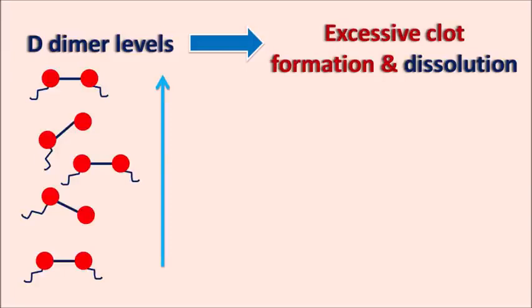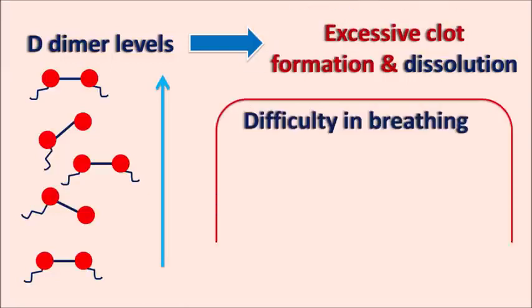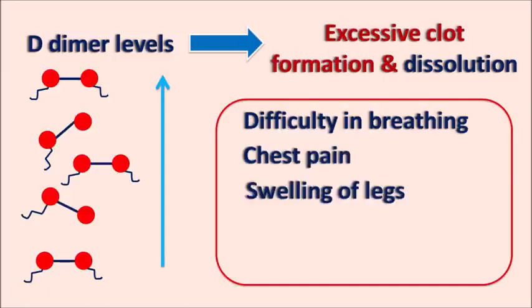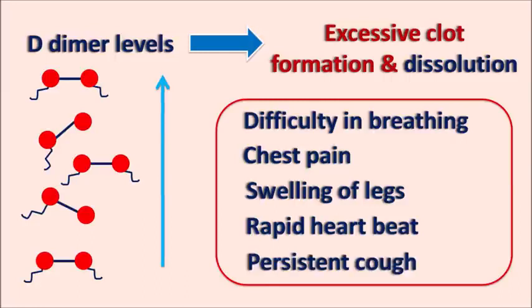And particularly this D-dimer test is prescribed when a few symptoms are observed in patients. If any patient is suffering from difficulty in breathing, some chest pain, swelling of legs, rapid heartbeat, and persistent cough, and there is a significant risk of formation of an abnormal clot, in such conditions the D-dimer test is prescribed.